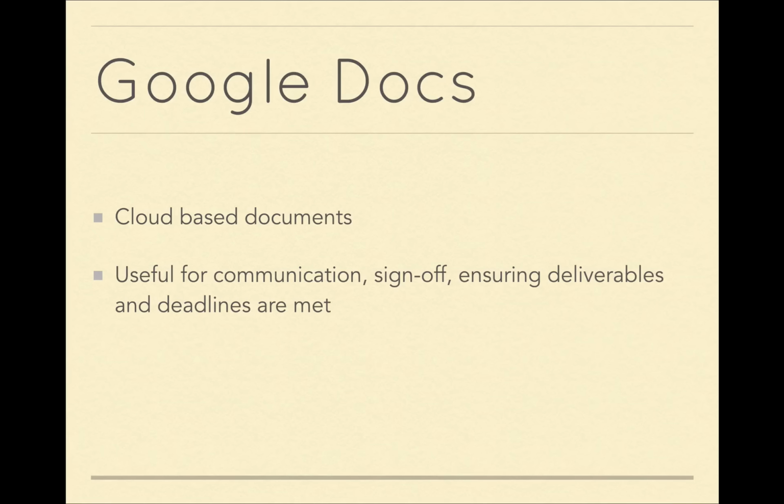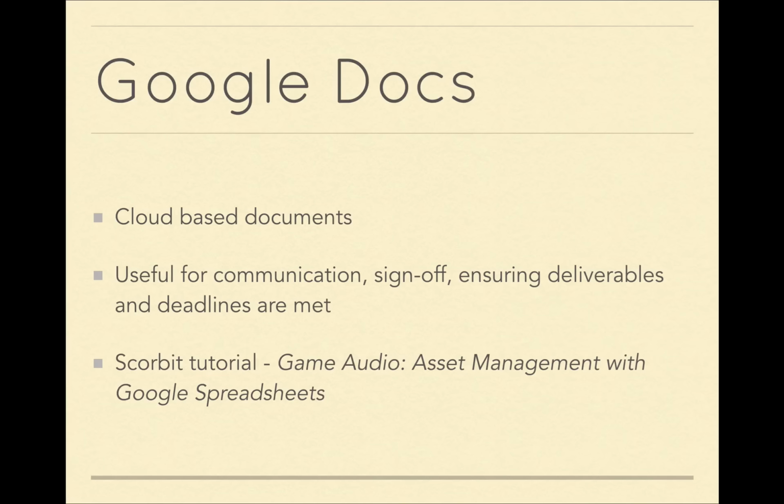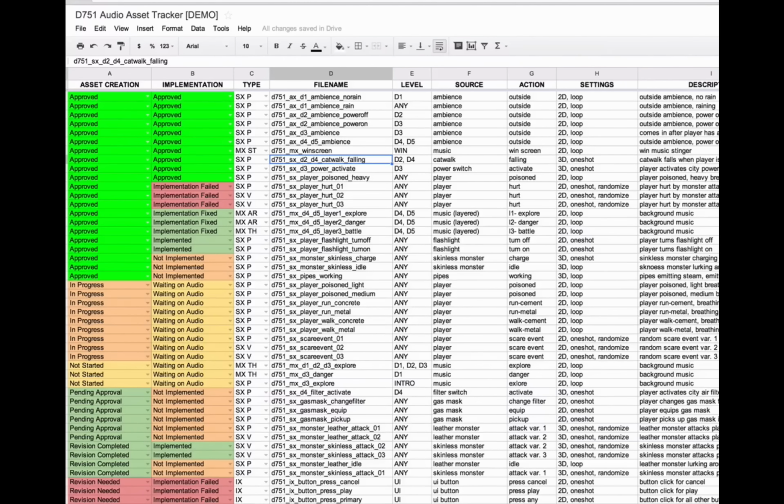But a Google spreadsheet is useful for communication, for signing off on assets, for ensuring that deliverables and deadlines are met, and making sure, most importantly, that nothing is forgotten, that all the assets are created and delivered, and so on. So up on Scorbit, we have a tutorial on this called Game Audio Asset Management with Google Spreadsheets. And here is a screenshot from that tutorial. This tutorial was put together by Richard Ludlow, who is actually going to be speaking at GDC in a couple weeks. But if you want to check this out, you can at scorbit.org.